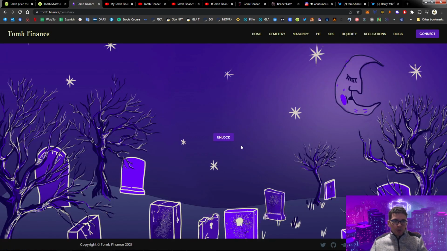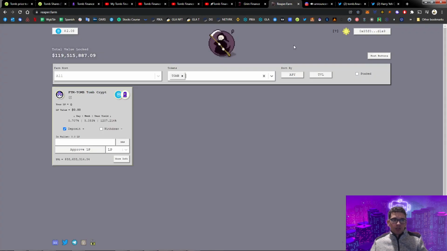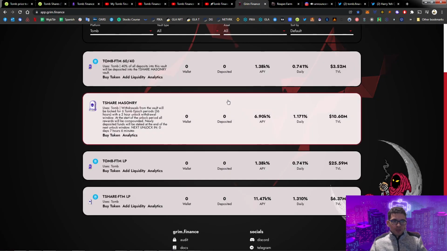You can go to Spooky Swap or whatever decentralized exchange and buy your TOMB or your TSHARE, and you can actually head over to Grim Finance and Reaper Farm. Now, why would you want to do that? Right? Because we're talking about you can deposit it, you can do all your things here, but let's say you got to manually compound and do all this. But the rates are really great.